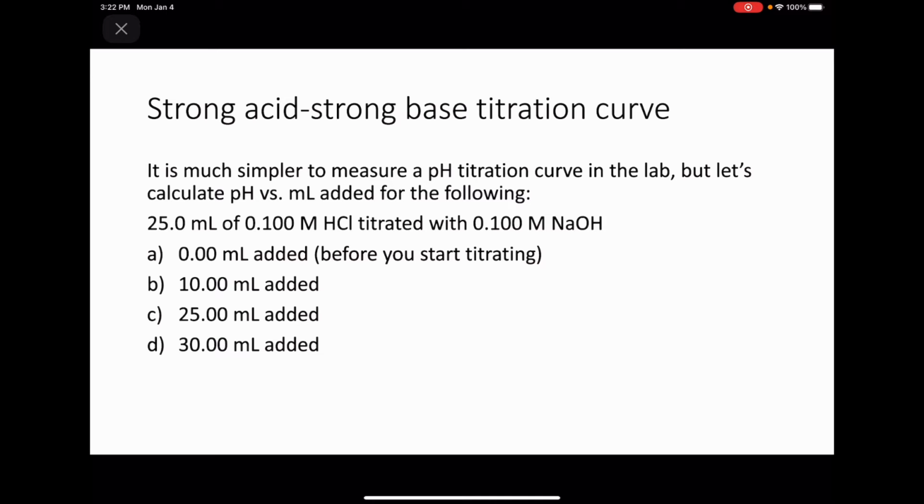Actually, as a matter of fact, this is really a review of everything we've learned in terms of reactivity for Bronsted-Lowry acids and bases. So we're going to take 25 milliliters of 0.1 molar HCl. That's going to be our titrated component. We're going to put 0.1 molar sodium hydroxide in a burette and start titrating. We're going to determine in class what the pH is at 0, 10, 25, and 30 milliliters. Of course, 0 is before you start titrating.